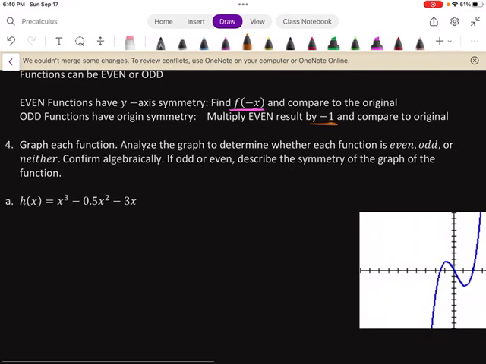So we're going to graph each function. I have them graphed over here. You can graph them in your calculator if you'd like. We're going to analyze the graph to determine whether each function is even, odd, or maybe neither. And then we're going to confirm algebraically.